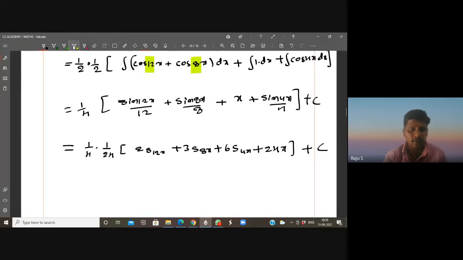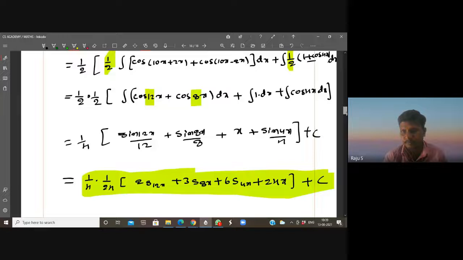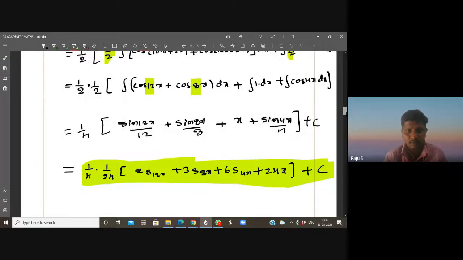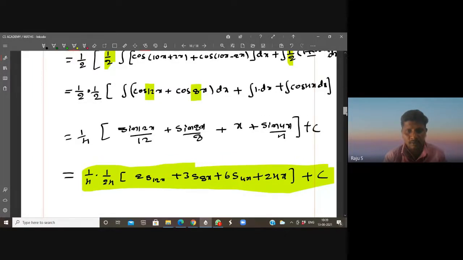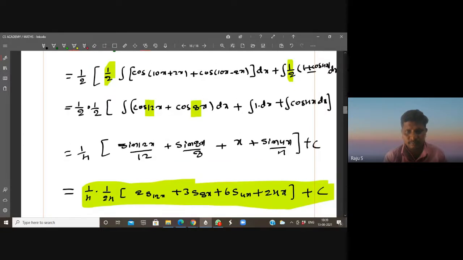Once you can check the book back answer. I don't know what they have given in the book. Is it the right answer? Check it once. 2 sine 12x. Yeah, if you want, you can note it down.